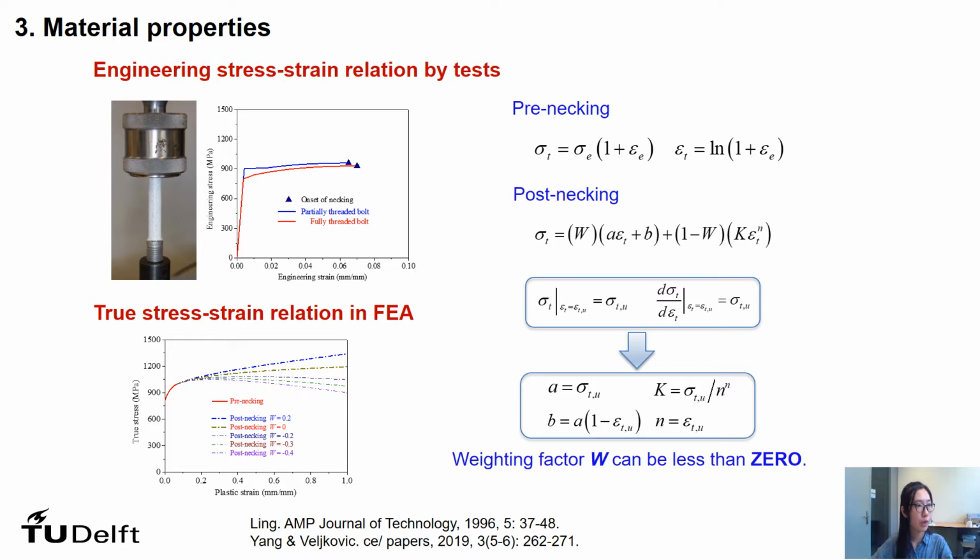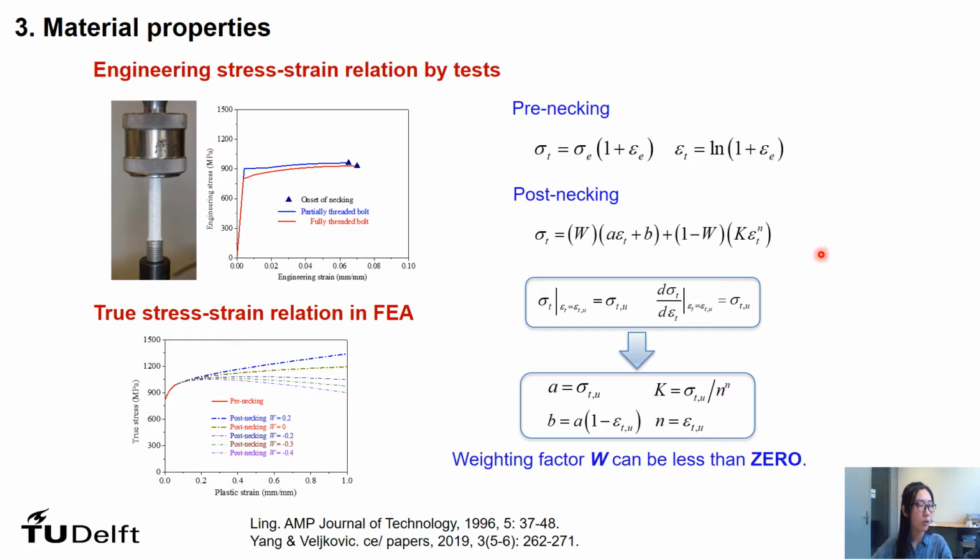The upper left picture shows the engineering stress strain curve of PT and FT bolts before the onset of necking according to the uniaxial coupon tension test. And it is assumed that the stress strain relation for the threaded part of PT bolts is closer to the measured properties of FT bolts, and the pre-necking true stress strain relationship input in the numerical analysis can be obtained according to the conversion between the engineering stress strain and the true stress strain.